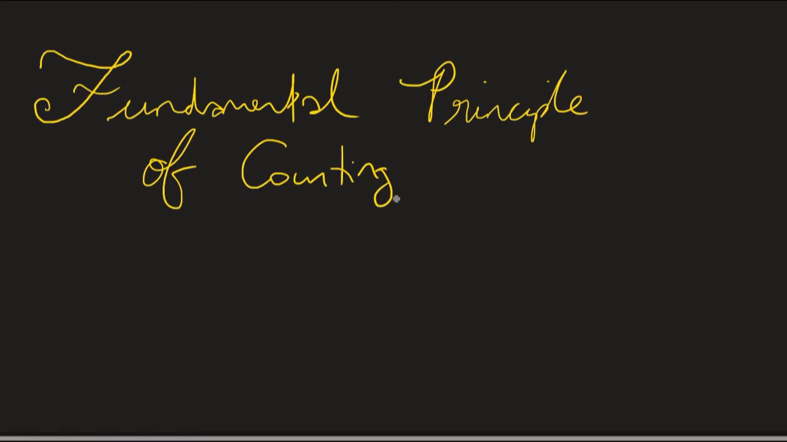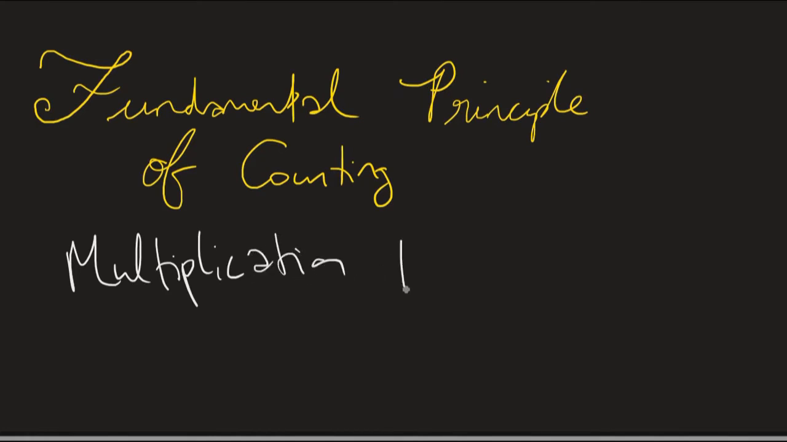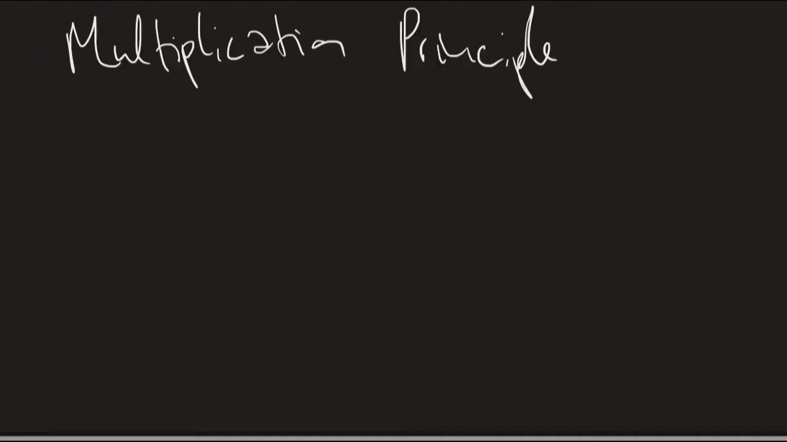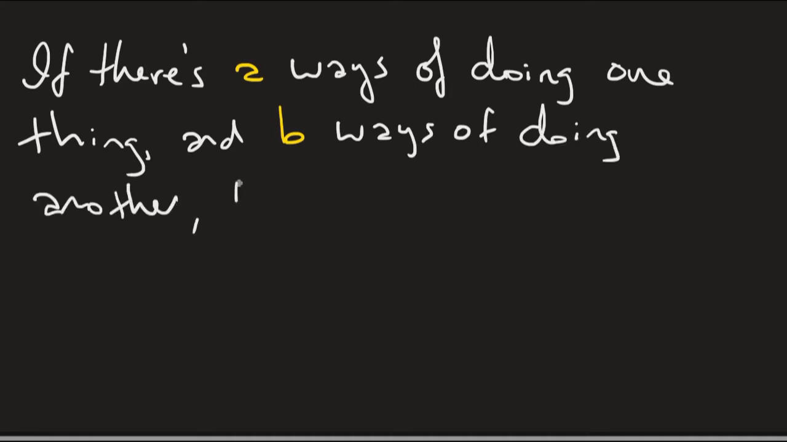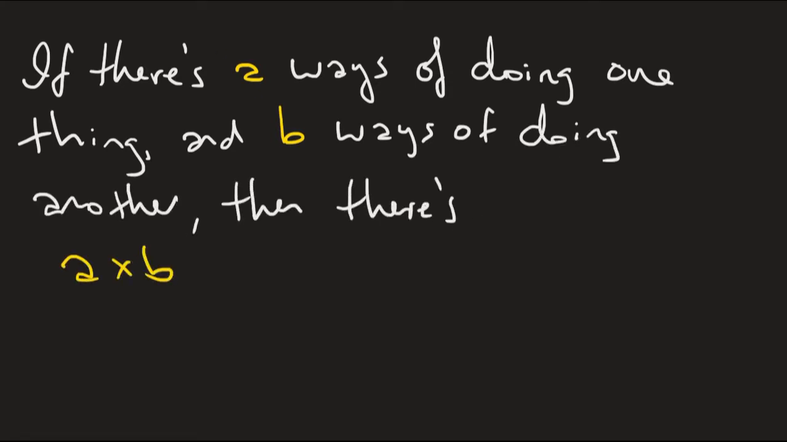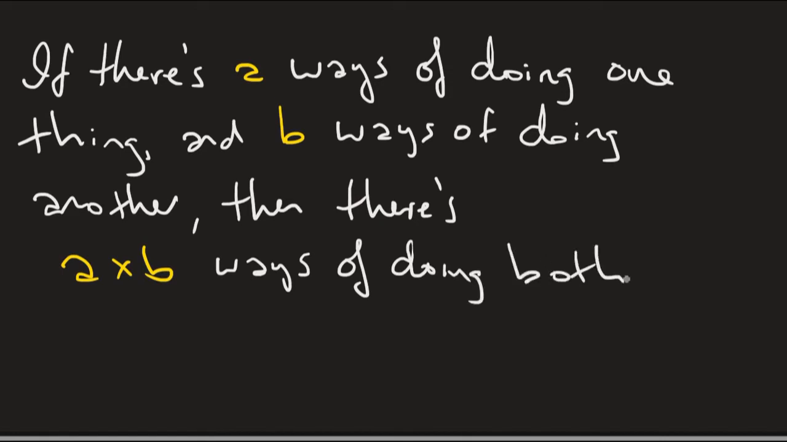Alright, welcome to the third video in the series on Leaving Cert Probability, and what we'll cover here is the fundamental principle of counting, which is also known as the multiplication principle. And what it states is, if there's A ways of doing one thing, and then there's B ways of doing another, then there's A times B ways of doing both together.